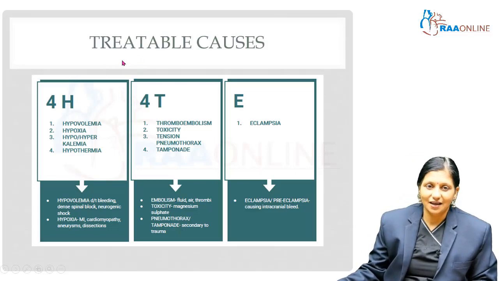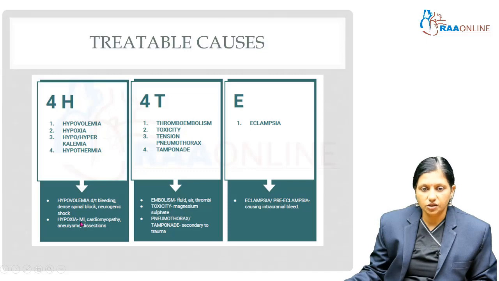Coming to the treatable causes, they are important because we can do something about them. So we classify them as 4H, 4T, and 1E. The 4H treatable causes of collapse include hypovolemia, hypoxia, hypo- or hyperkalemia, and hypothermia. And these can lead to bleeding, spinal shock, and neurogenic shock. These causes can lead to hypovolemic shock, and hypoxia can be found in cases of myocardial infarction, cardiomyopathy, aneurysms, and aortic dissections.